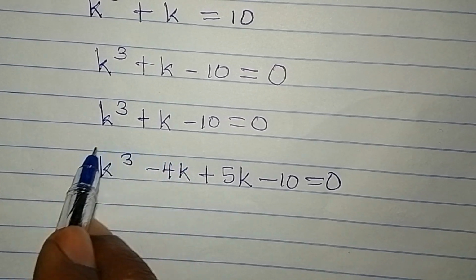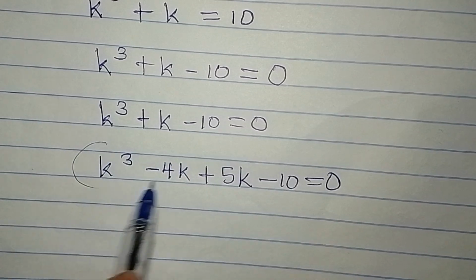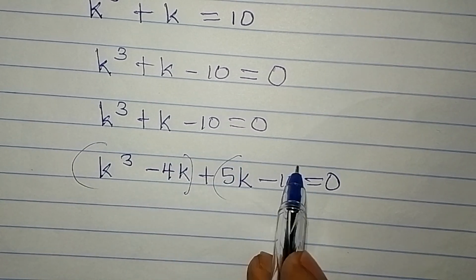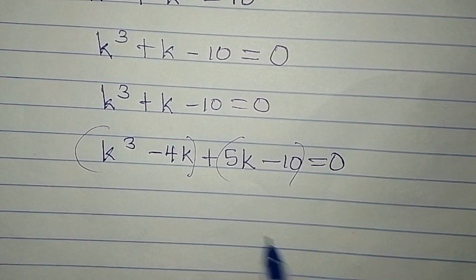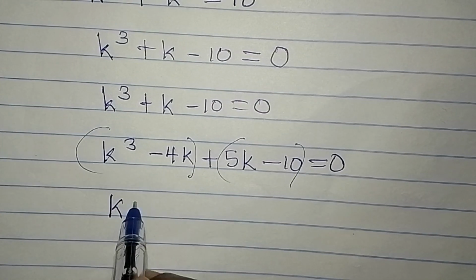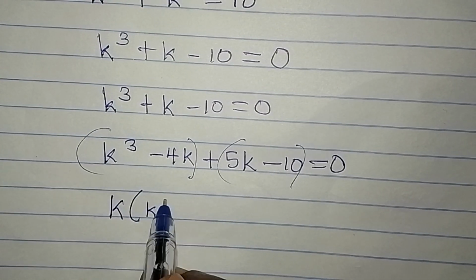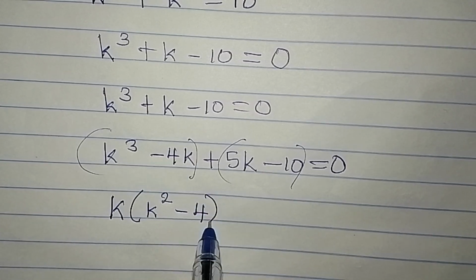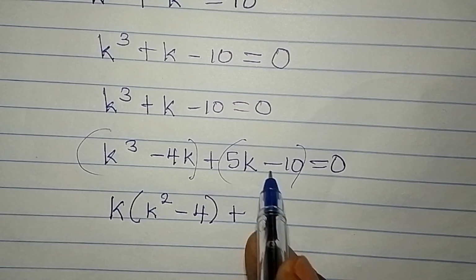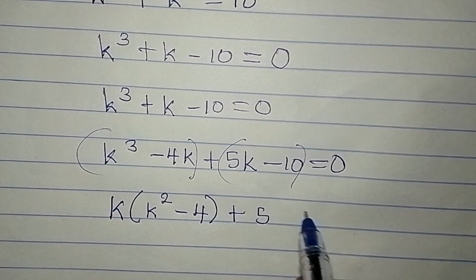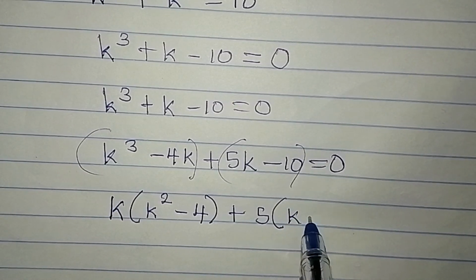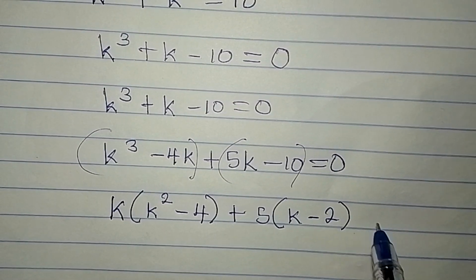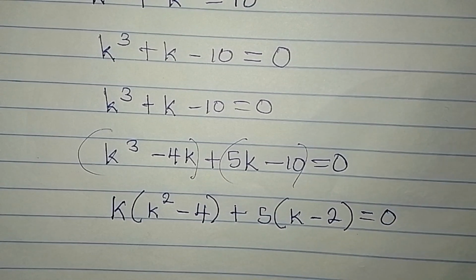Now, we are going to factorize these two, and then factorize these two. What is common to them is k, open bracket, then we have k squared minus 4, close this, then plus what is common to these two is 5, then I have k minus 2, everything is equal to 0.